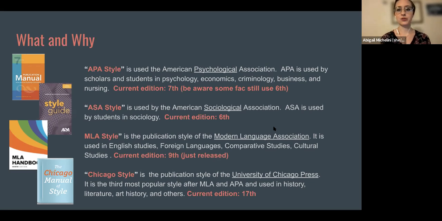ASA is the American Sociological Association, used by sociology. MLA is used in a bunch of different ones, kind of like APA, but English studies, foreign languages, comparative studies, and cultural studies. And then Chicago style is most popular in history, literature, art history, and sometimes other things as well. So, you know, it depends what you're writing exactly and what the professor is asking for at CI.